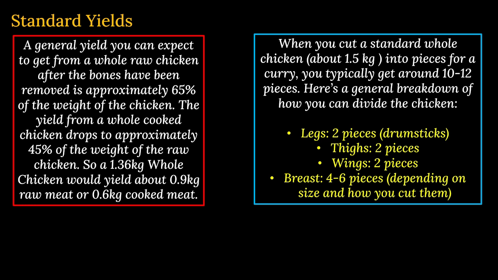Here's a general breakdown. Now let us see that from the legs. Legs means I am talking about the drumstick. 2 pieces we are getting. Thighs, we are getting 2 pieces. Wings, we are getting 2 pieces. And then the breast part. 2 breasts. If the breast is standard weight, then from 2 breasts we are getting 4 pieces. If the breast is a little bigger in size, then we can cut it into 3 pieces each. That means 6 pieces. So if you add this up, you get either 10 pieces minimum or 12 pieces maximum. That is how the curry cut comes out. That is a standard. You should remember that.